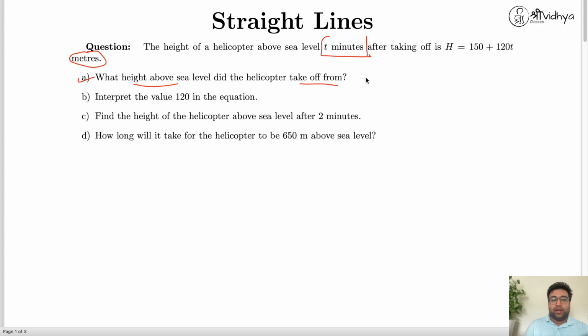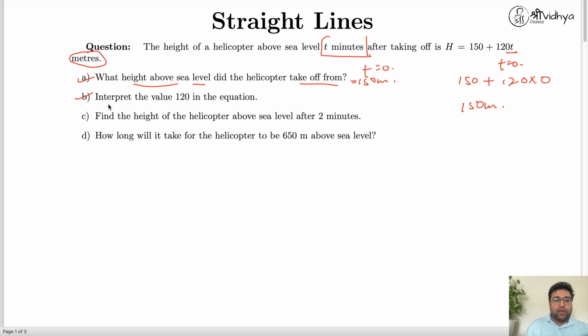So what does that mean? It means that when time was zero, when we were just starting, and t is equal to 0 minutes, then what was the height? We can straight away put t is equal to 0 here, and what do we get? 150 plus 120 into 0, that is 150 meters. So the helicopter took off from the height of 150 meters.